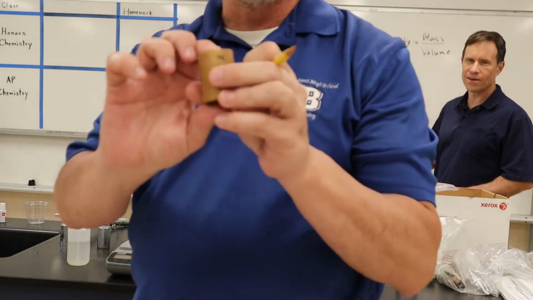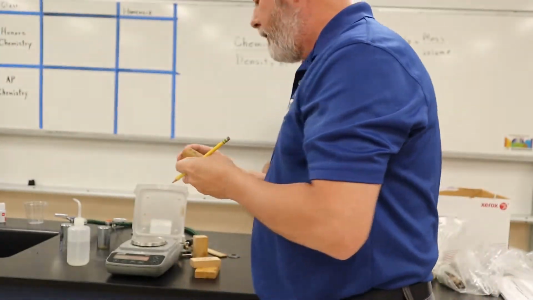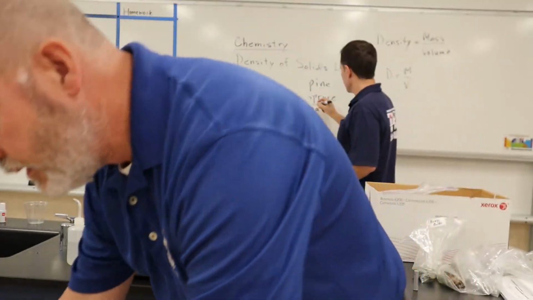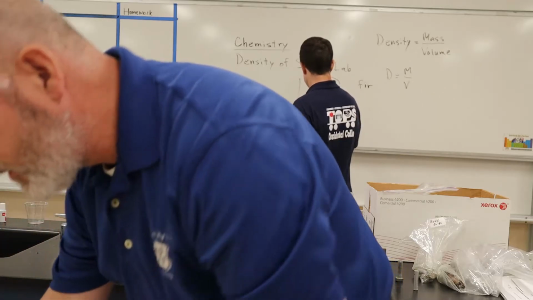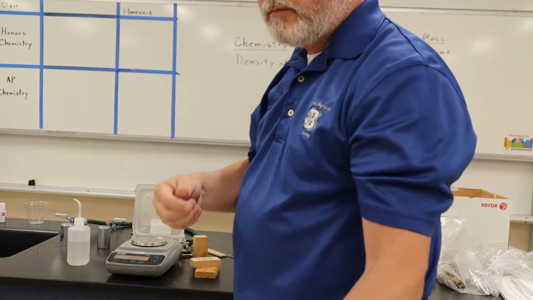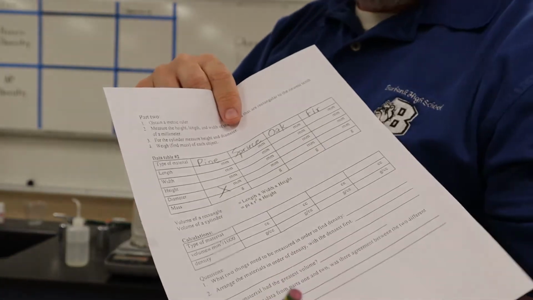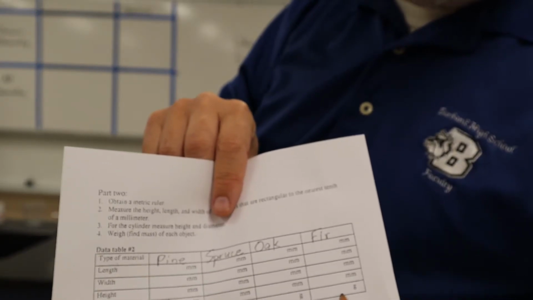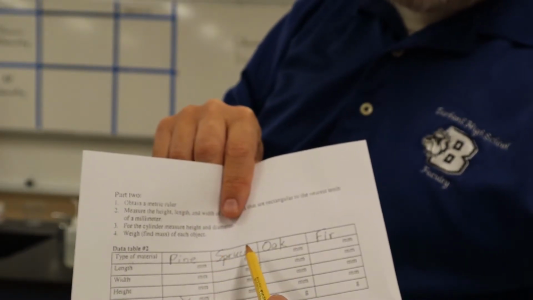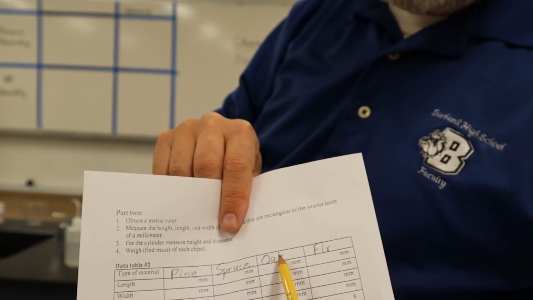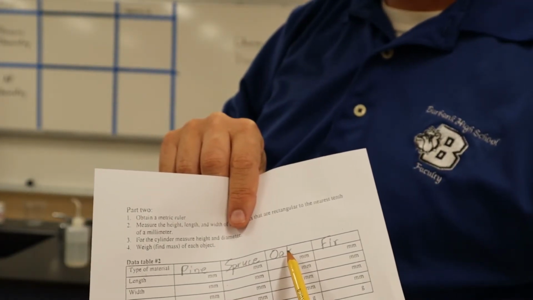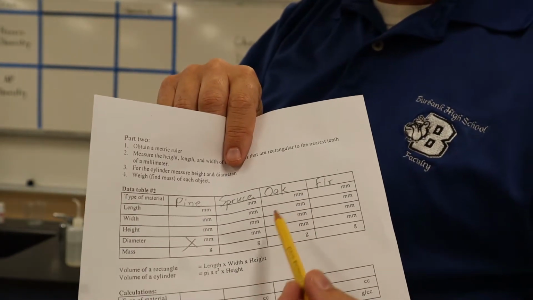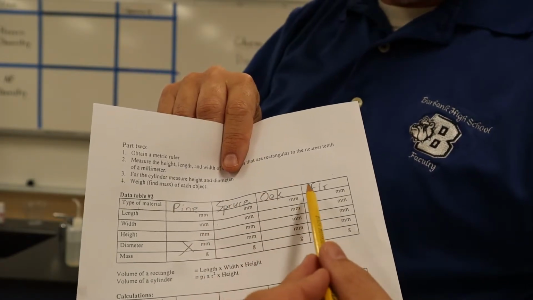And then we got a cylinder of wood. This is fir, F-I-R. This is fir wood. So these are blocks and one's a cylinder. We're going to take the masses of each wood by weighing it. Make sure this is focused. Okay, so you got the 4 woods: pine, spruce, oak, and fir.